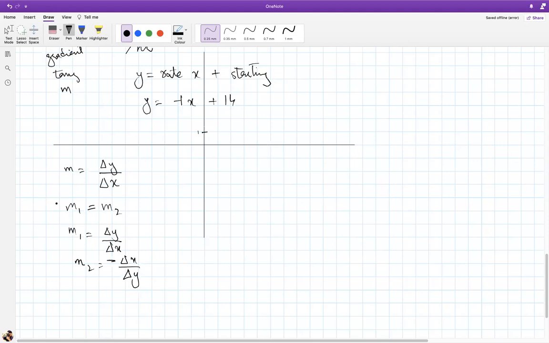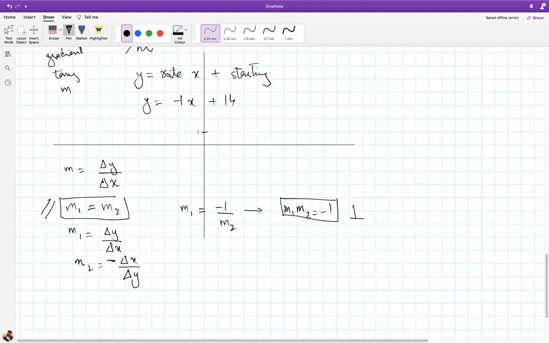The relation of rate between perpendicular lines is: if m1 is the first one's gradient, then the other's will be the negative reciprocal. It will be the reciprocal in the opposite direction. In other words, m1 times m2 equals minus 1. So that's one relation. This is for parallel. This is for perpendicular.